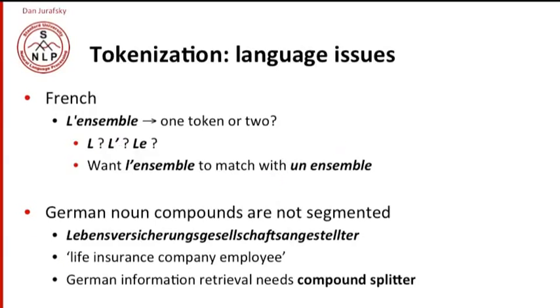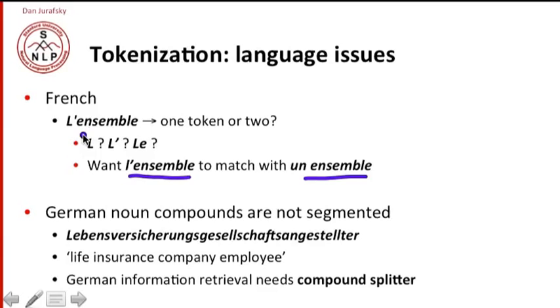We have the French phrase l'ensemble. Is the L apostrophe a separate word, and if so, do we turn it into the full article le, or do we keep it as L apostrophe or just an L by itself? We'd like it to match the same word ensemble, even if a different article occurs before it. So we're going to want to break them up for some reasons, but then we're stuck with these sort of non-words. So that's another issue we have to deal with.